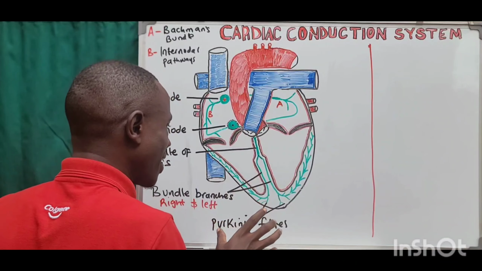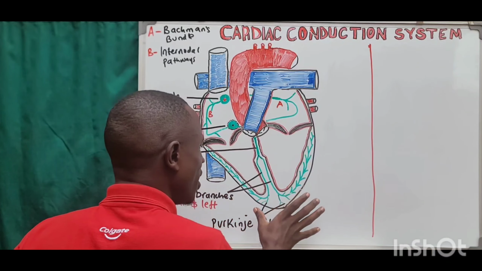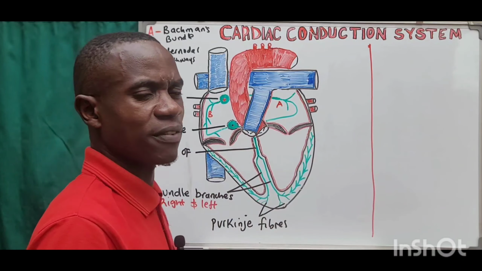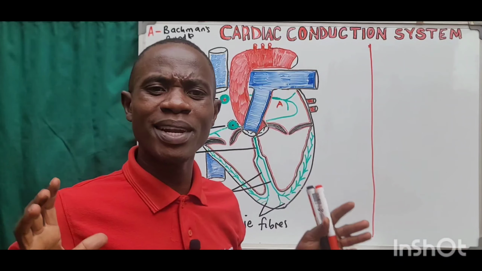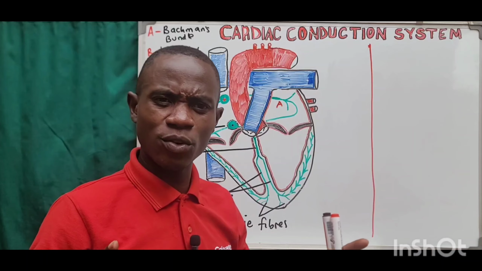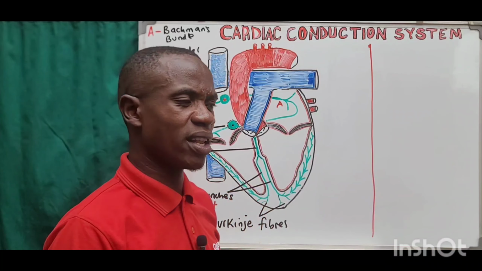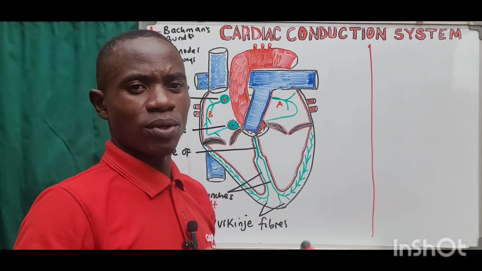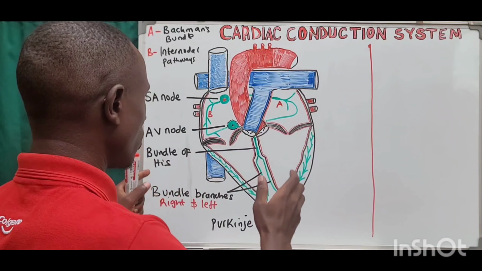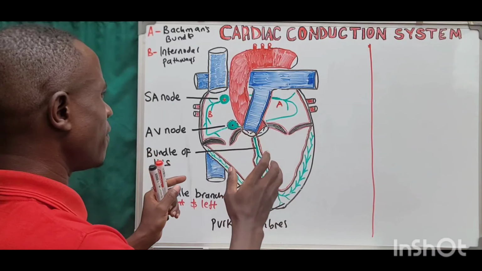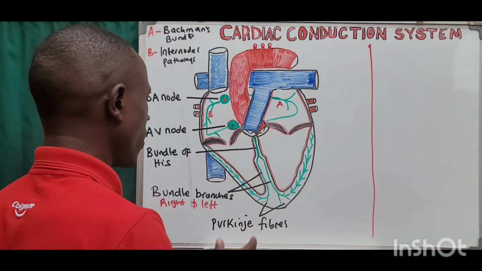And these purkinje fibers are deeply buried within the apex of what we call the ventricular myocardium. They will be stimulating the heart muscles within the ventricular myocardium, and they cause them to contract. Okay, so this is how the cardiac conduction is going to be working. So now let's just have a quick brief recap of what we have just said.